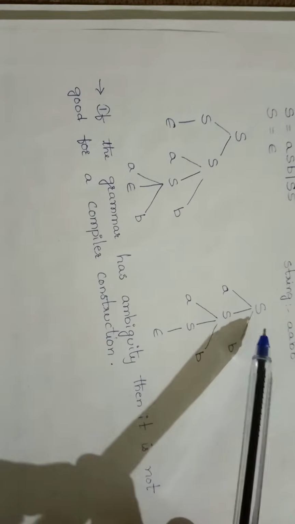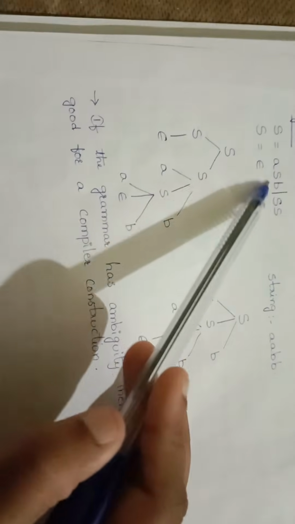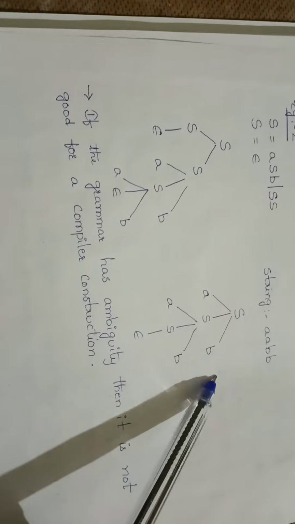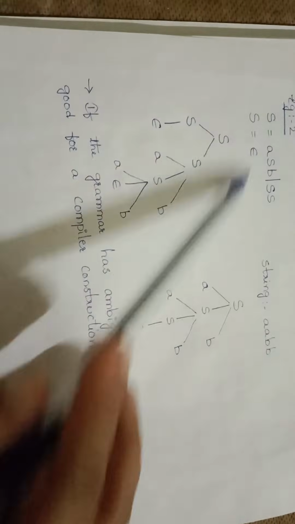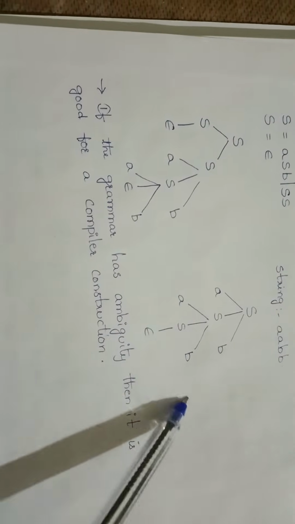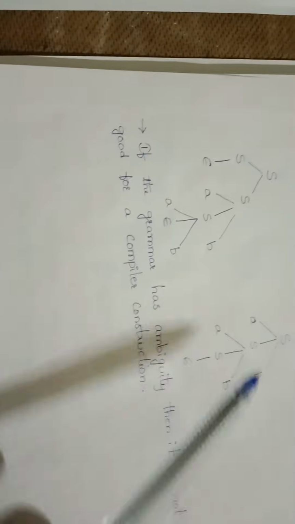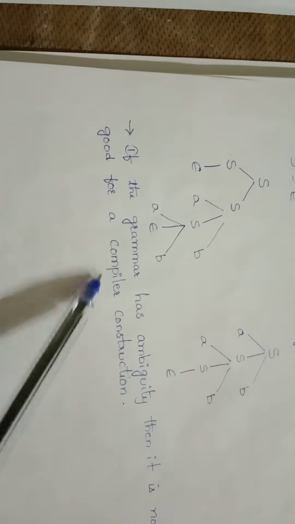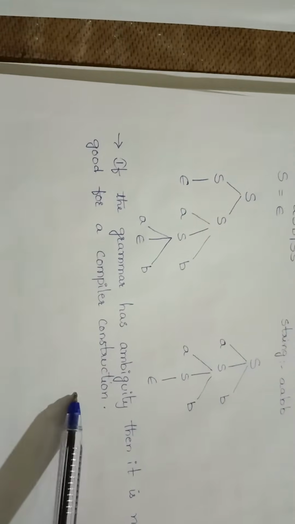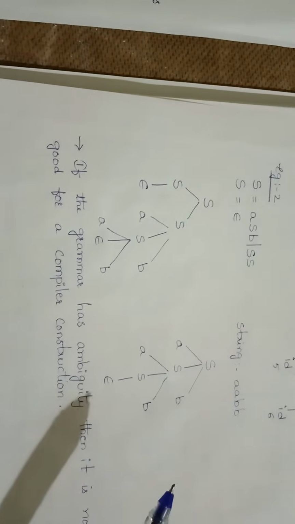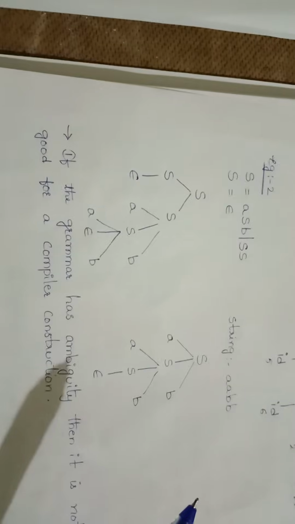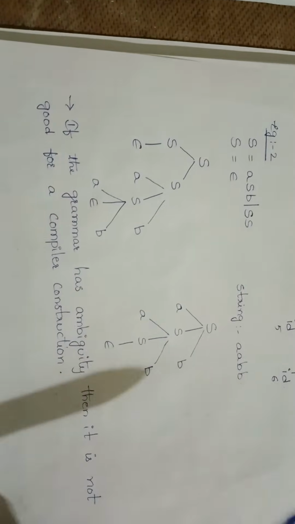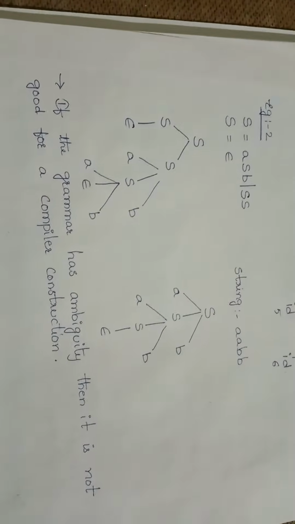Now again S tends to, we are substituting it with A S B. So S tends to A S B, and again S tends to, we are using the same A S B, and S tends to epsilon. So if the grammar has ambiguity, then it is not good for compiler construction. Ambiguity is nothing but, if we are able to construct more than one parse tree by using the given grammar, it is called an ambiguity.